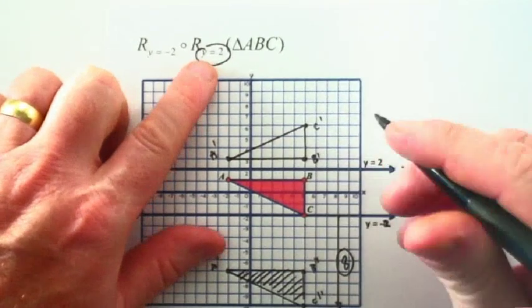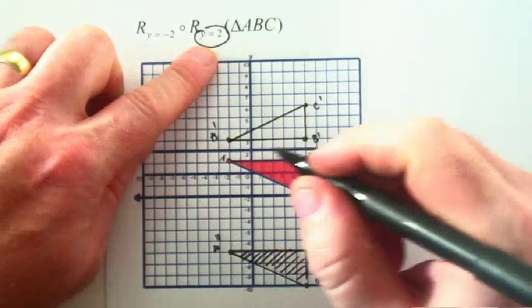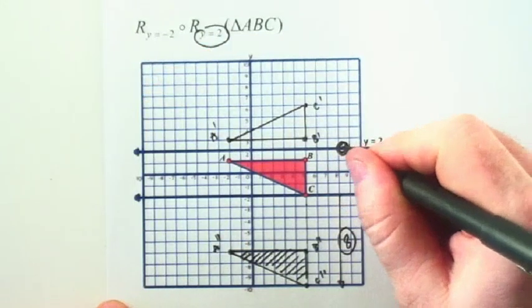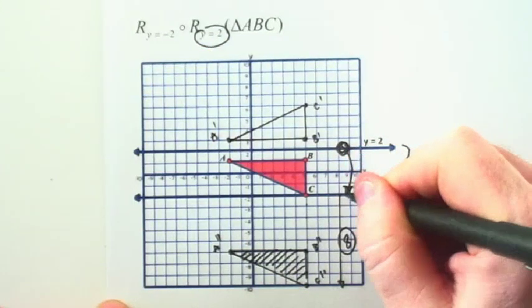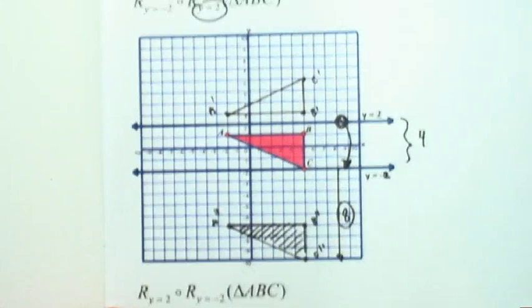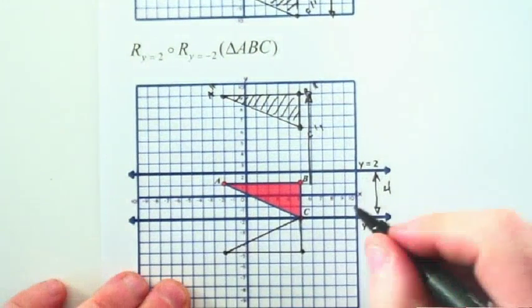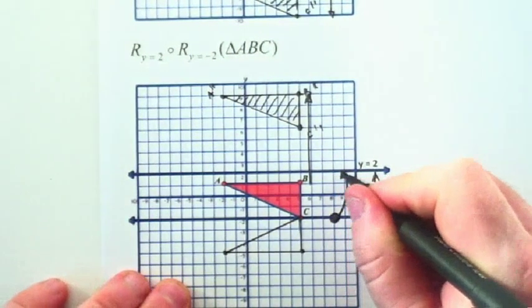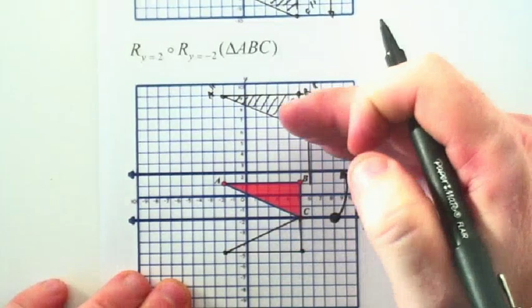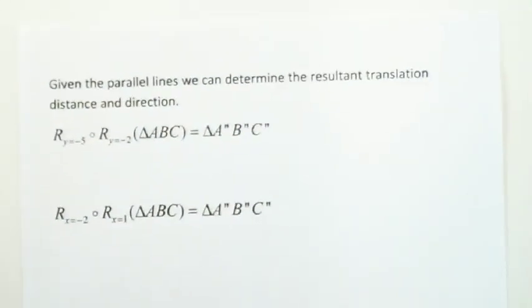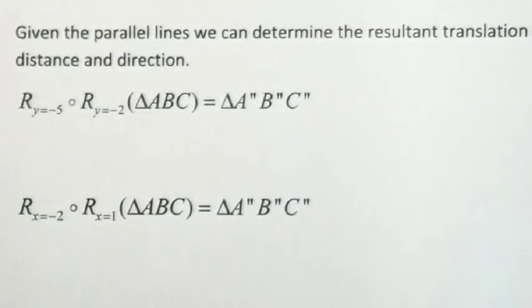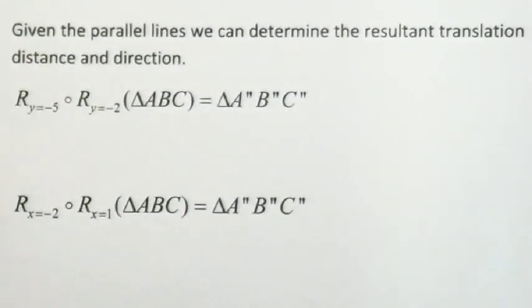Take a look. This said start on the y equals 2 line, that's the top one, and then reflect on the next one. That's a downward motion. This one said reflect on y equals negative 2 first, and then the y equals 2. That's an upward motion. One last thing. Let's just see if we understand it. It says, given these parallel lines, can you determine the resultant translation?